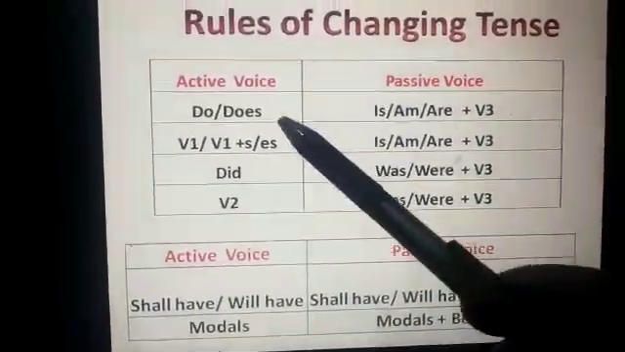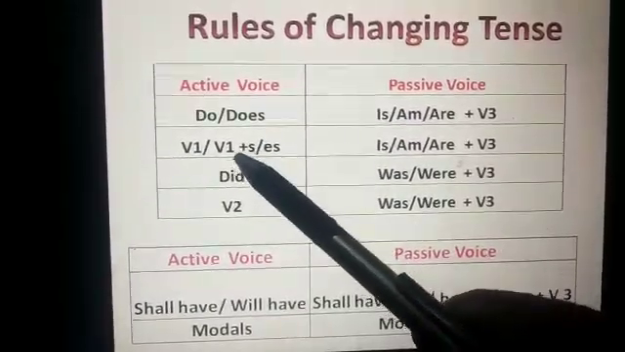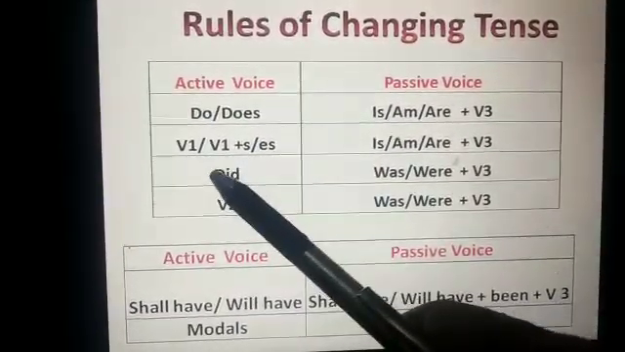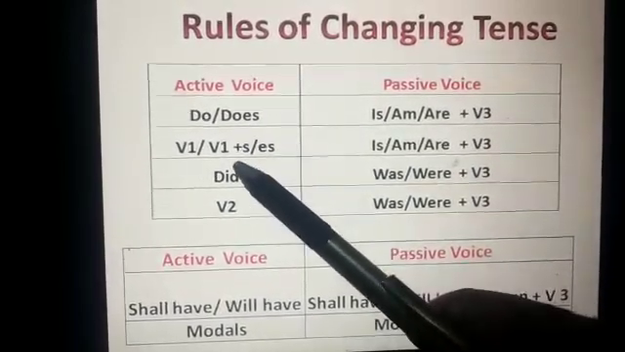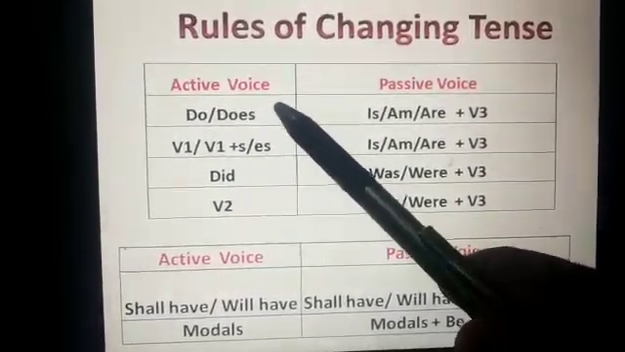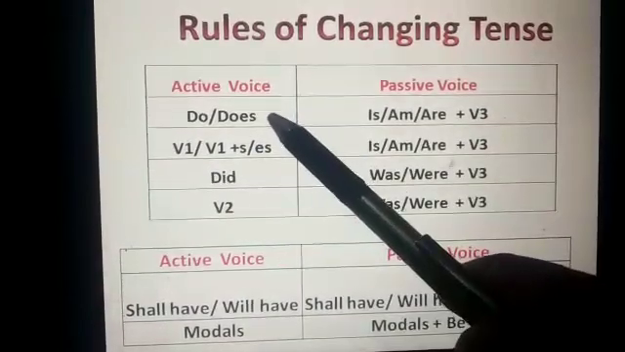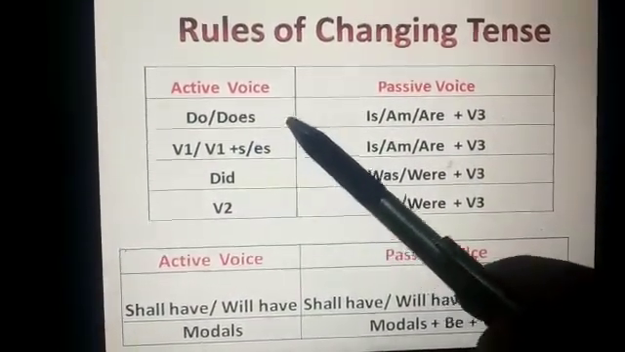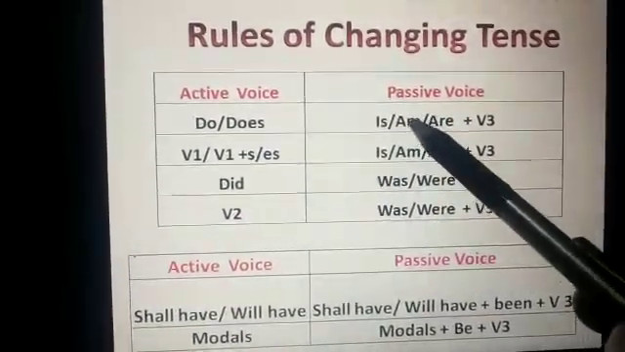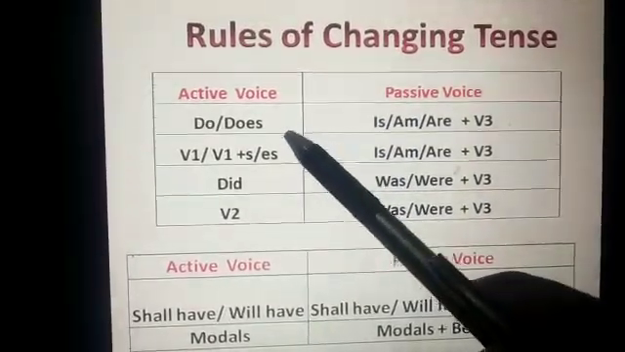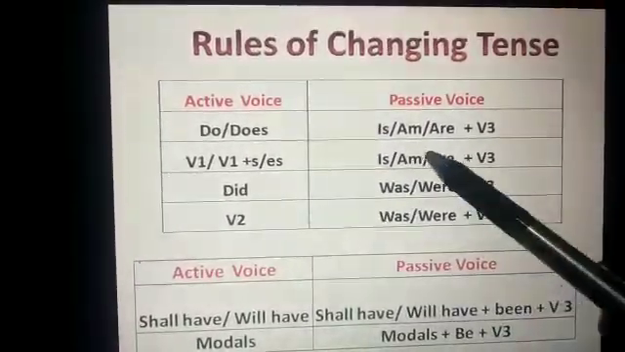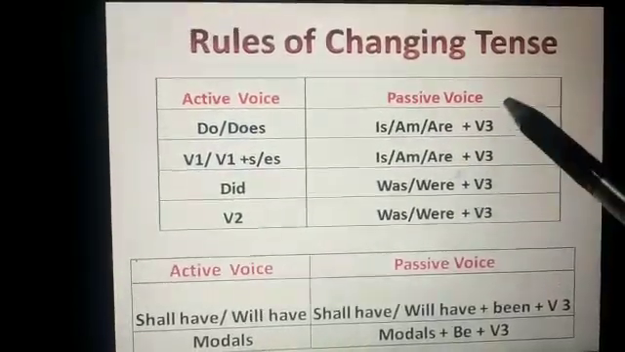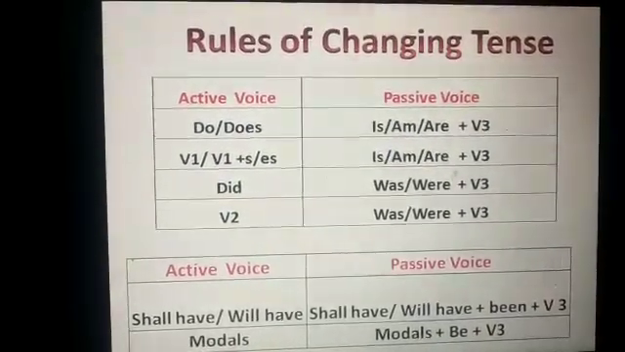If active voice is having do, does, or first form alone, first form it may be, or it may be a first form plus s/es, means simple present tense, present indefinite tense. Then we will change it into passive by changing do, does into is, am, are. As first form will be changed into is, am, are, and form of verb, as I told, third form only.